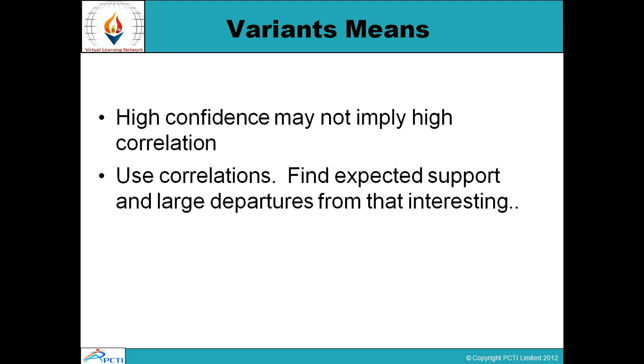Now, what do we mean by the term variant? Variant means high confidence may not imply high correlation. Sometimes the confidence is high, but it may not imply high correlation. So use correlation: find the expected support, and a large departure from that is interesting.